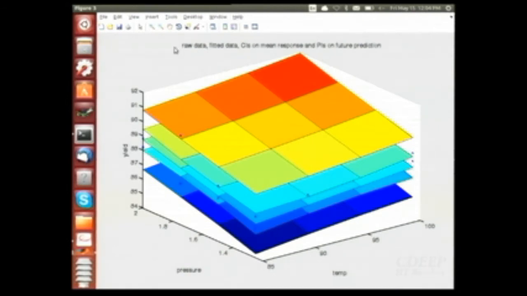It probably appears better. If you see the surfaces, these points are the given raw data. The middle surface is your fitted hyperplane, and the next two surfaces, the top and the bottom over here, are the confidence interval on the mean response, and the topmost and the bottommost are the confidence interval on the individual prediction.